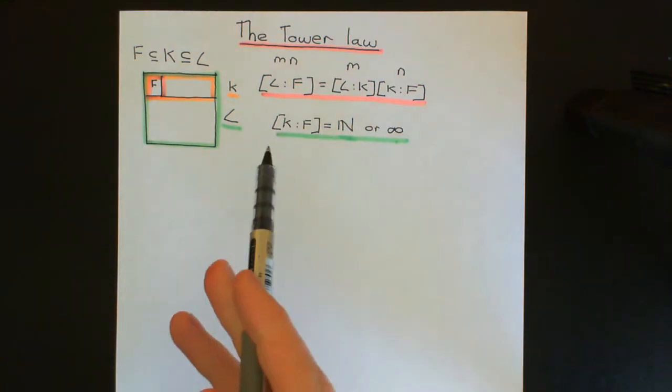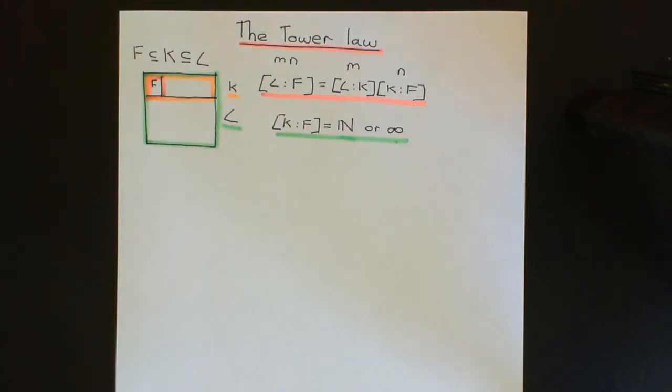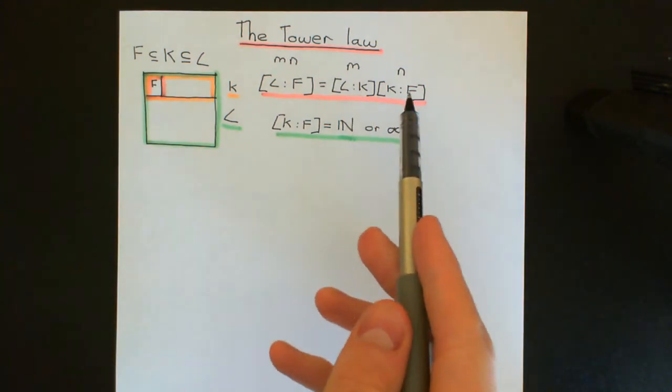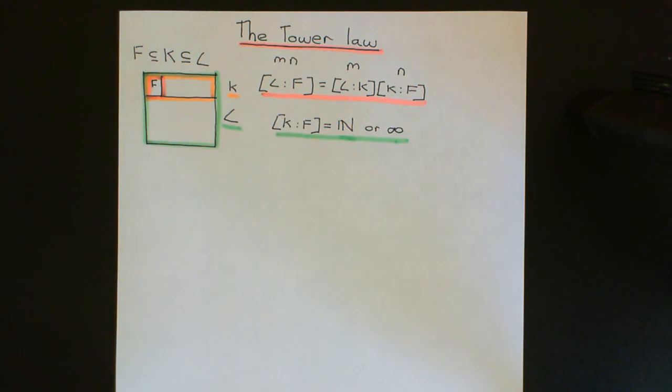That's what I mean precisely by saying that the Tower law works whether the degree of L over K and the degree of K over F are finite or infinite. Okay, so let's start off, however, by proving that it's true in the finite case, where it's very solid, and then we'll go on to the infinite case and explore that in a bit more detail. So let's start off with the finite case.